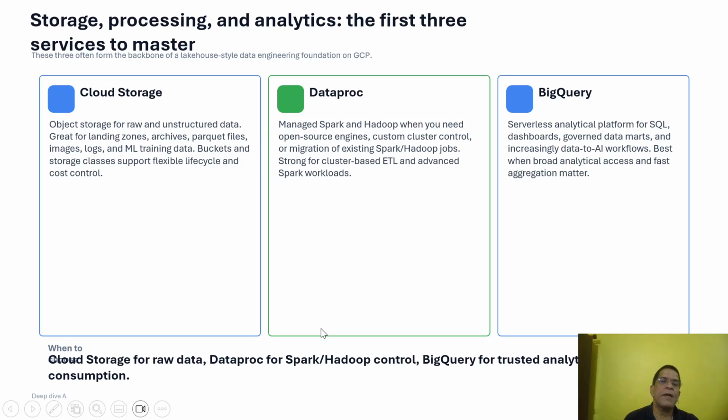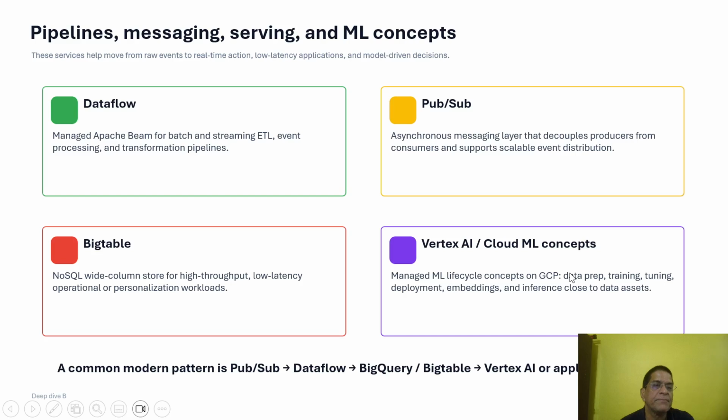Storage, processing, and analytics are the first three services to master. Cloud Storage we have already seen. Today we'll start Dataproc. Then BigQuery we will start tomorrow. What do you mean by pipeline, messaging service, and all? Before that, we need to know what a pipeline is, how the data is flowing, and why this data is flowing.